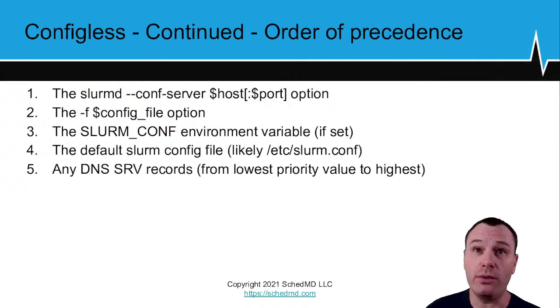Note that there is a hierarchical order to how slurmd and clients behave in a configless setup. First, the --conf-server is checked. Second, the -f is then checked to see if a valid configuration was specified. Third, the SLURM_CONF environment variable is checked. Fourth, the default config path is checked, most commonly /etc/slurm.conf. Lastly, DNS SRV record is checked. As noted previously, if you are using DNS SRV records, make sure local copies of the configs are not present on these nodes or submit hosts as they are honored over any DNS SRV records.